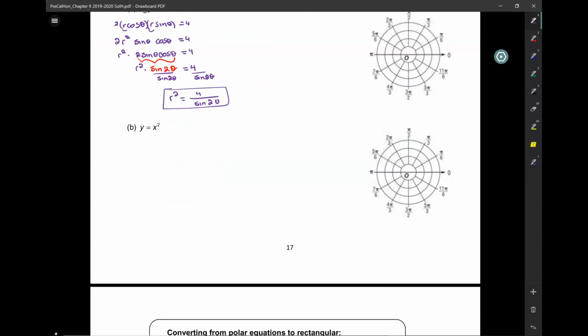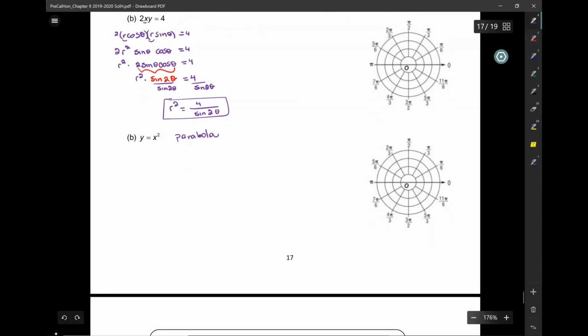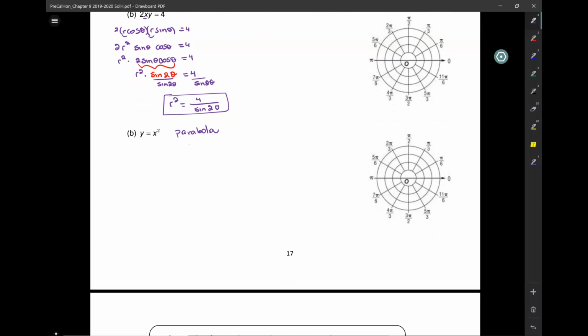y equals x squared. Okay, we know this. What kind of shape is this? It's a parabola. Okay, so what about this next one here? We're going to do y is r sine theta equal to x, r cosine theta, quantity squared. Okay, now distribute the square, so you have r sine theta equal to r squared cosine squared theta.